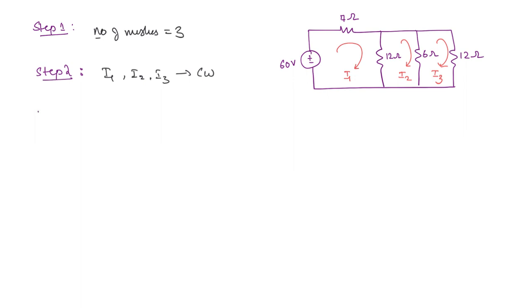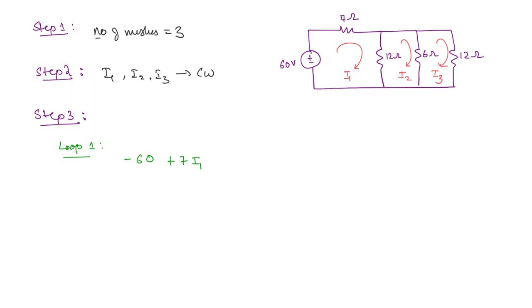Then step 3, the most important step, is to apply KVL. So we will apply KVL one by one. In loop 1, or mesh 1, when you are going in the clockwise sense, for this voltage source you are encountering the negative polarity first. So you have to write minus 60, and for the resistors you can take the polarity in the direction of the current. For this resistance, the voltage drop is going to be 7 times I1, so plus 7 I1.